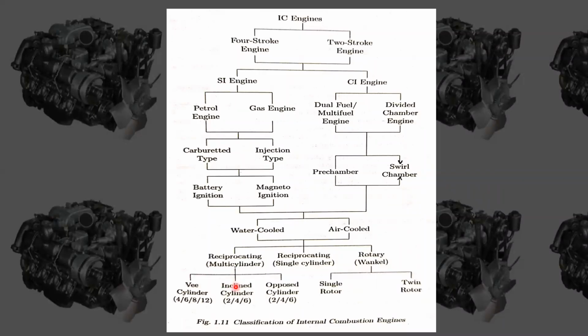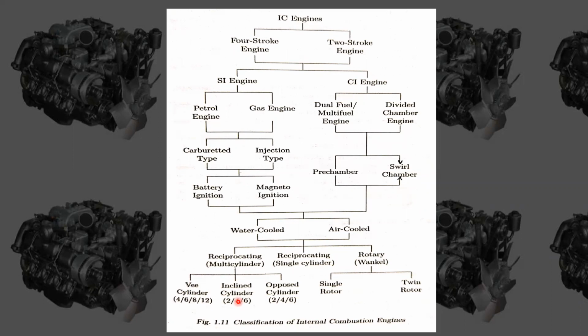Under reciprocating multi-cylinder, there will be four to six. V cylinder means we have two banks of cylinders attached in a V shape. Mostly if we use four or more cylinders, these V types are used, like 4, 6, 8, 12. Then there is the inclined cylinder arrangement, used when there is more than one cylinder, that is 2, 3, 4, 6.